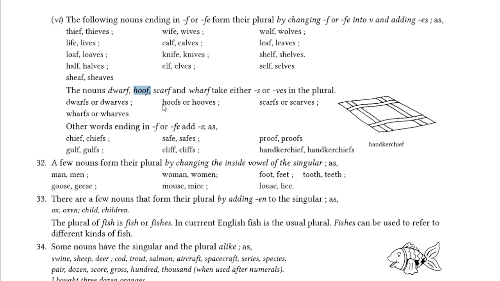Similarly, hoof ends in F. Its plural form can be found by adding S, like hoofs, or by replacing F with V and then adding ES. Scarf ends in F. Its plural can be formed in two ways. By simply adding S, we would get scarfs, and the other way is by replacing F with V and then adding ES, scarves.